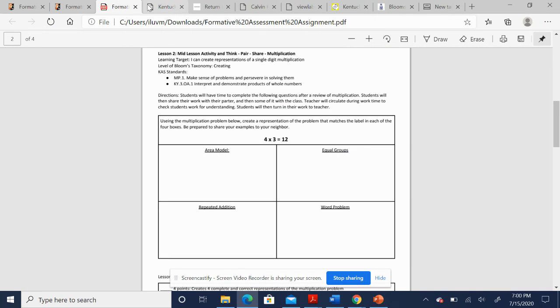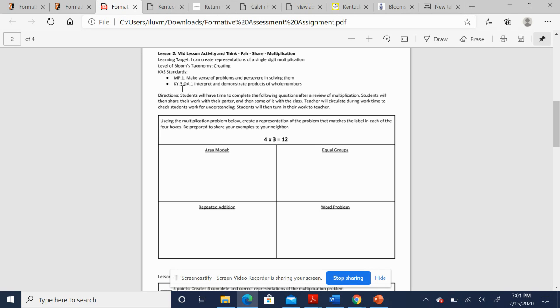So also, I really like this one. This is also a submission that someone has given. Apparently, this is intended to be done in the middle of the lesson. It's a think, pair, share. The target: I can create representations of single-digit multiplication. The only issue I have here is this is legitimately not creating because they're not coming up with this on their own. We might need to look at that a little more.